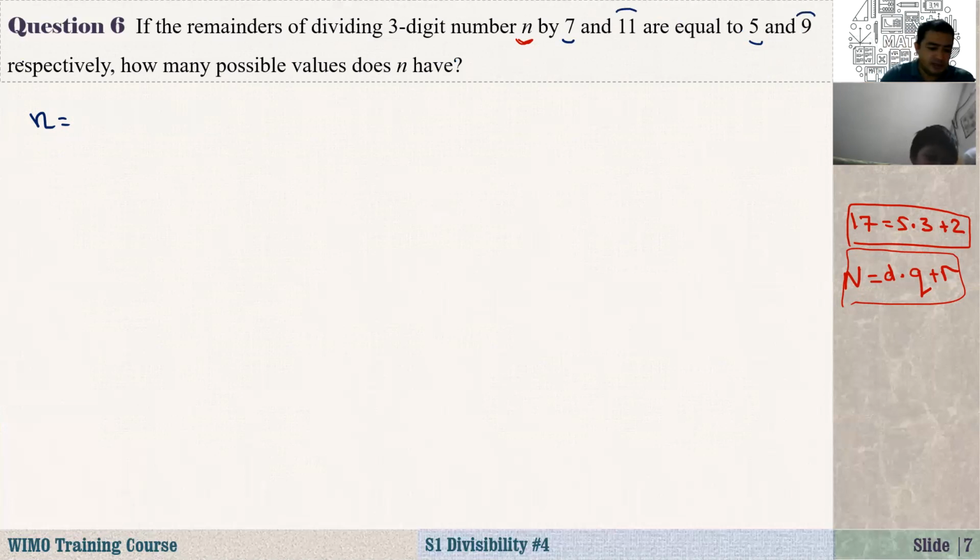So what does it mean? It means that if I divide this by 7, I have some natural number here. Let me denote it by capital A. It's a natural number, and the remainder is 5, right?